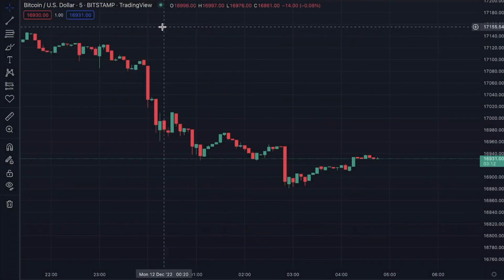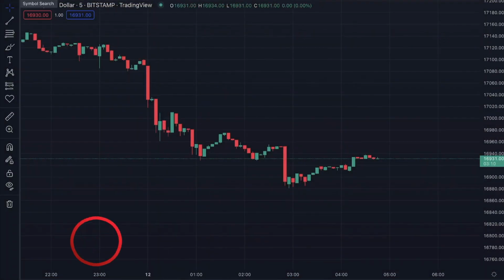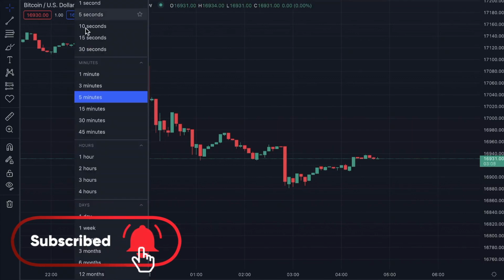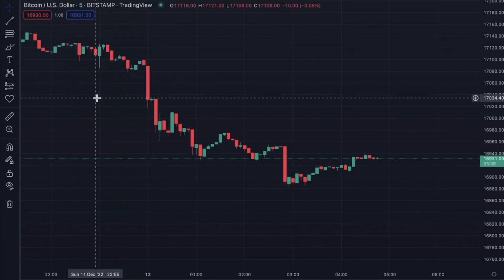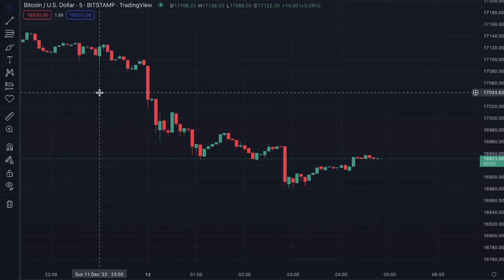We are going to backtest the strategy on the BTCUSD pair. We are going to set the time frame to 5 minutes, but this strategy supposedly works on all time frames. Okay, so this strategy comprises 3 indicators.